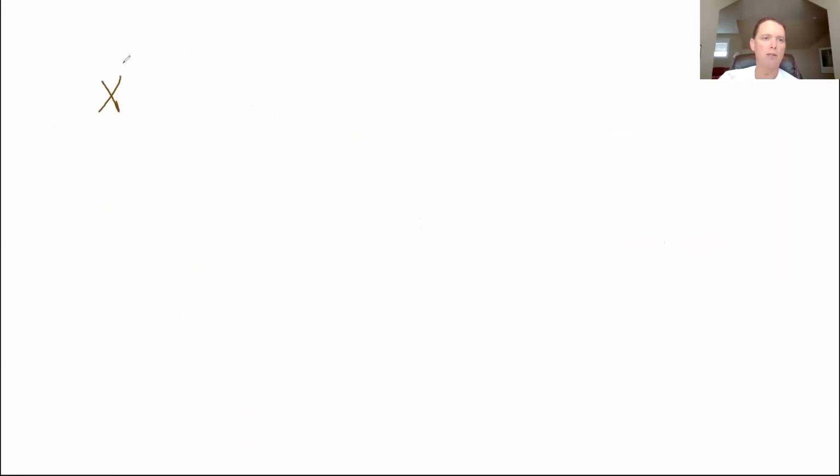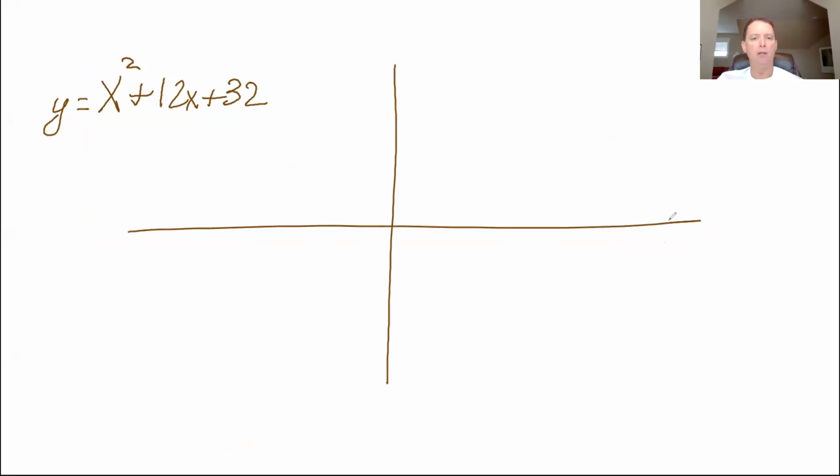So we have x squared plus 12x plus 32. This is y equals. I'm going to make a graph here, not a very good one. 1, 2, 3, 4. The graph seems to cross through there. 1, 2, 3, 4, 5, 6, 7, 8. Seems to go through there. We've got a point down here. The graph seems to do this at -4, 0.